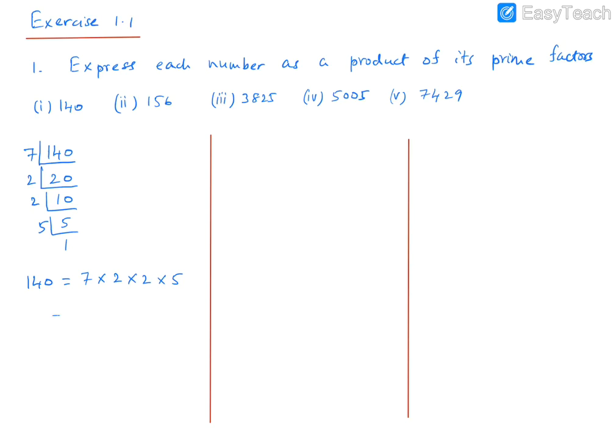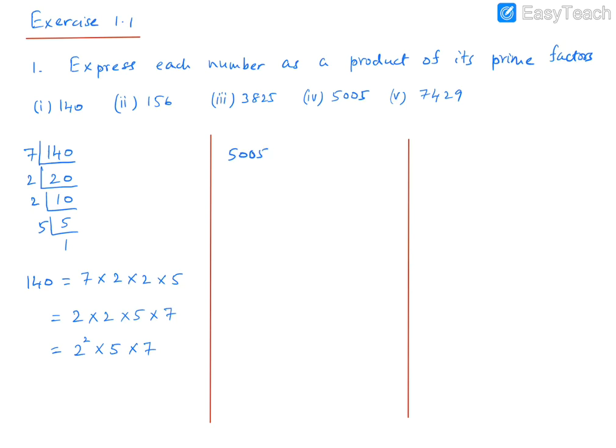Of course, when we want to represent this using the prime numbers in ascending order, we can write it as 2 into 2 into 5 into 7, and when some number appears multiple times, we can use the power representation. So it's 2 power 2 into 5 into 7. That's the prime factor representation of 140. Similarly, we can do it for 156 and 3825 and so on. I'll do it for 5005.